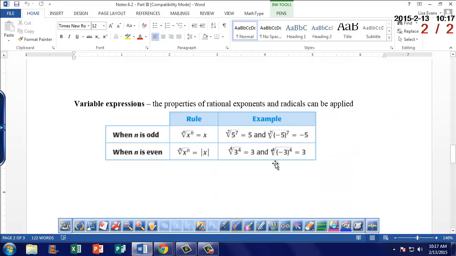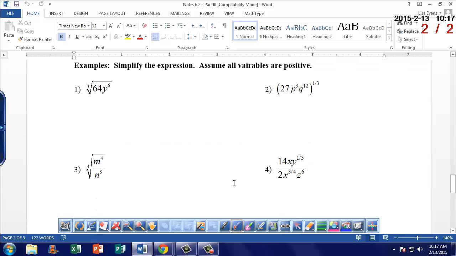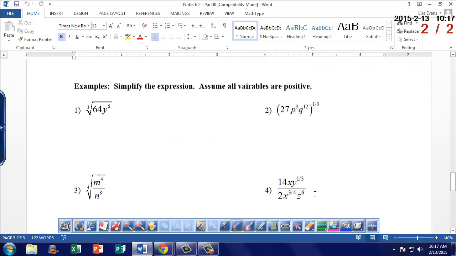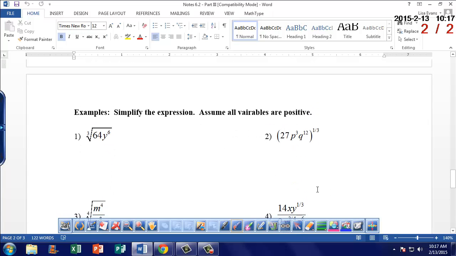All right, variable expressions. The properties of rational exponents and radicals can be applied. So we talked about when it's odd and when it's even. We can't take the even root of a negative number. It has to be the absolute value. Okay, we'll talk about that in here. All right, now some of these are not so bad. Some are a little bit more challenging. So let's just go ahead and get started.